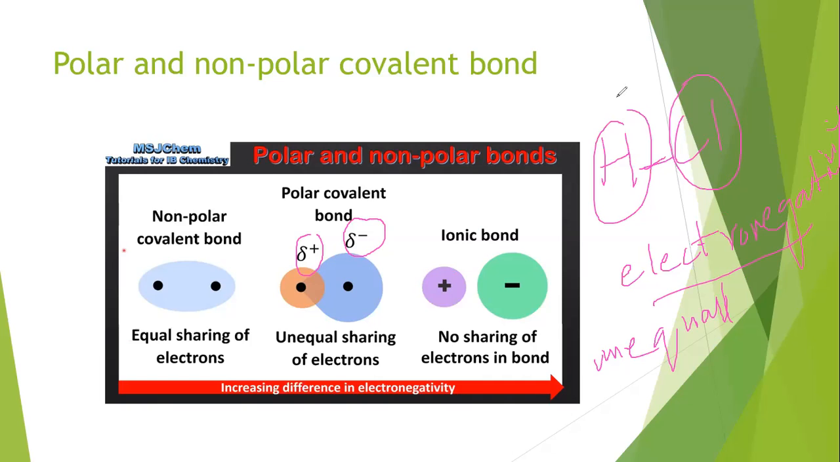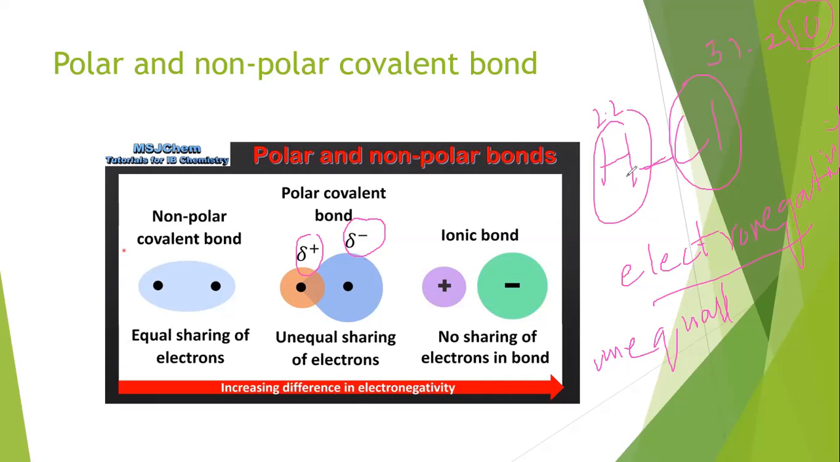Hydrogen having electronegativity 2.2 and the chlorine having electronegative value 3.2. So the difference is 1.0. Both having the 1.0 electronegative difference. Due to this difference, they contain a partial positive and a partial negative charge.